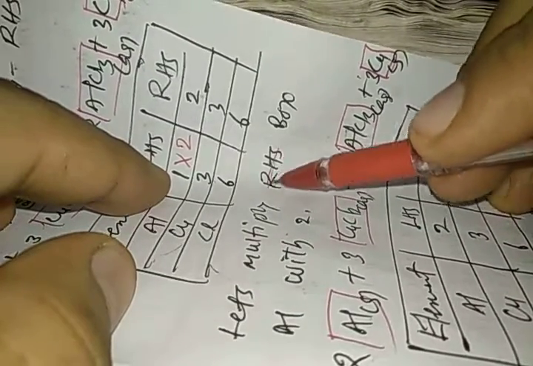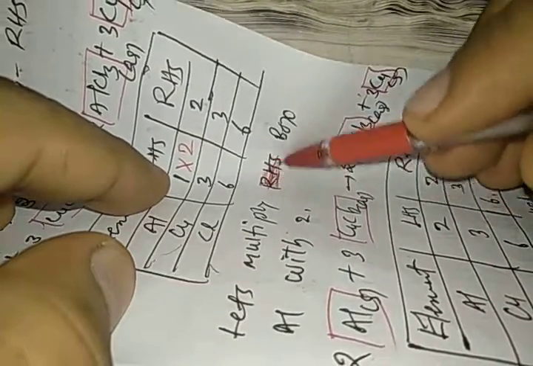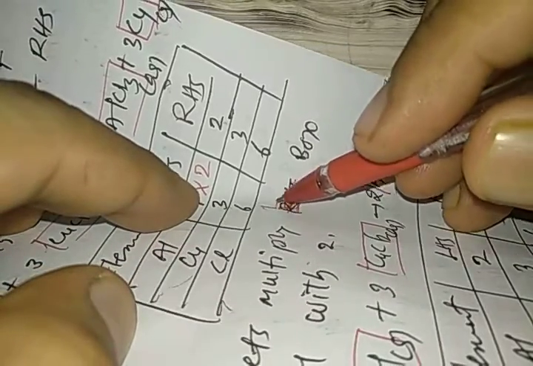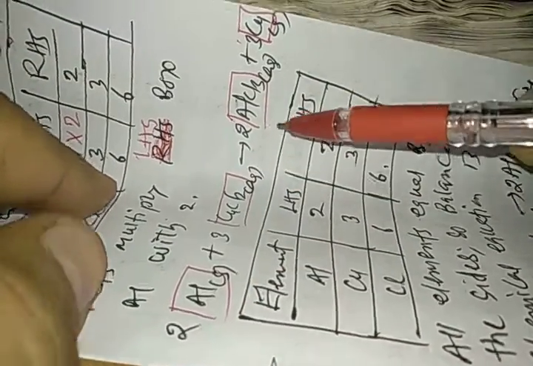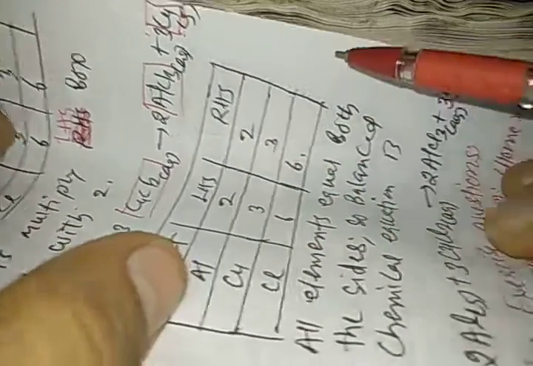Actually it should be LHS, not RHS. Left hand side aluminum, we will have to multiply it with 2. So 2Al plus 3 CuCl2, that gives 2AlCl3 plus 3 Cu. You can see that aluminum LHS 2 RHS 2, copper LHS 3 RHS 3, and chlorine LHS 6 RHS 6.